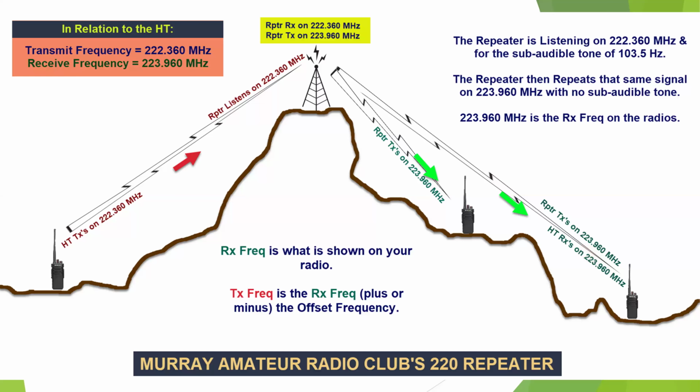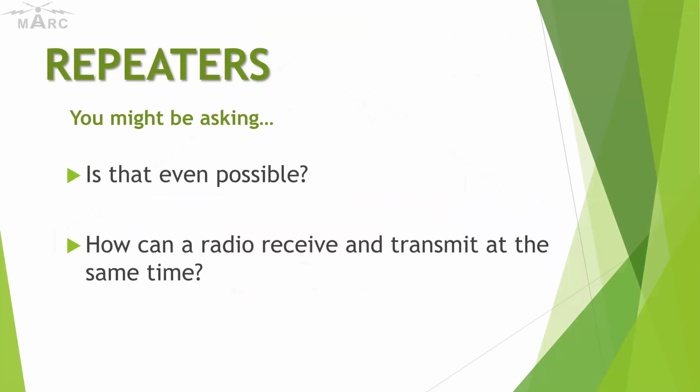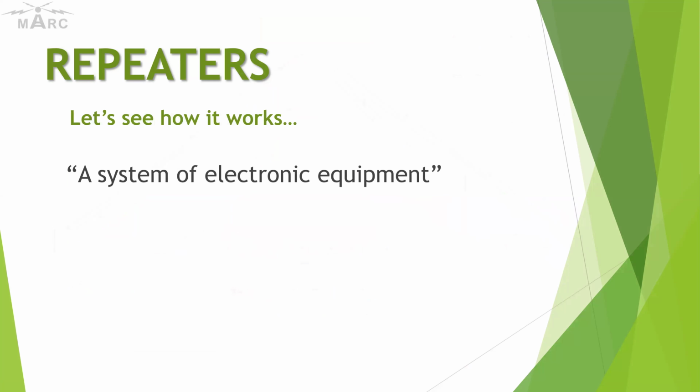So here's the question. How can a radio receive and transmit at the same time? How can a radio do that? It can't. So let's talk about that. And you are correct. What's so great about a radio for talking to people is that you can't get interrupted. That's right, when you're the one talking.